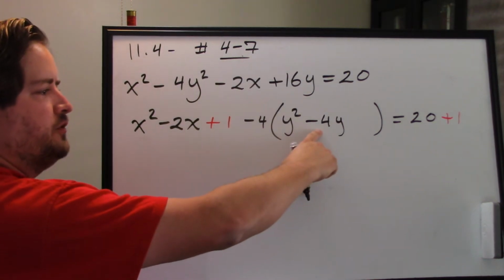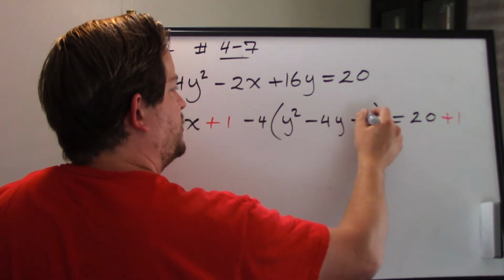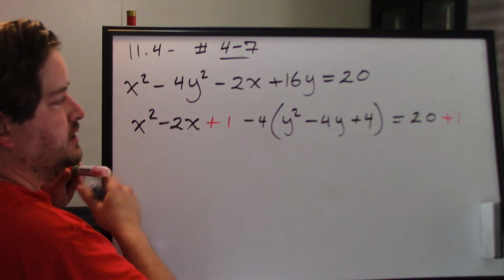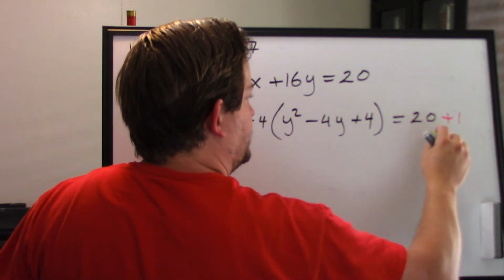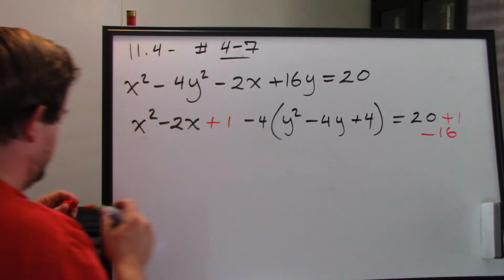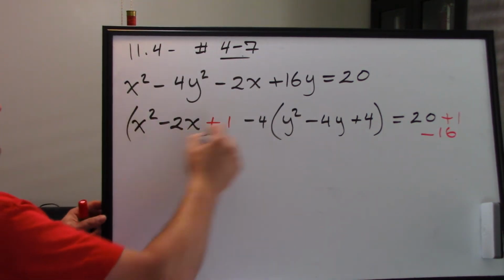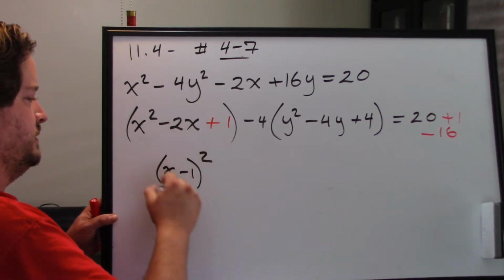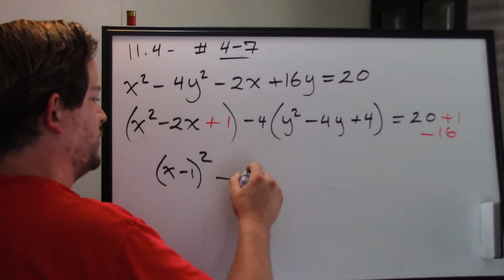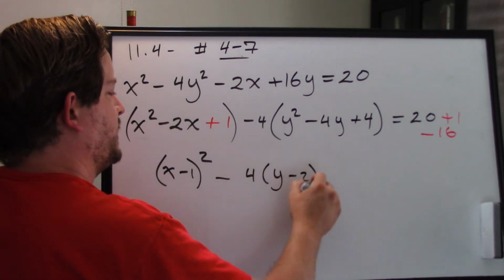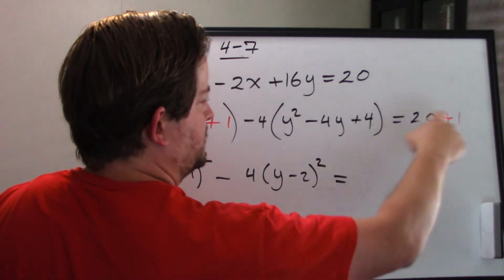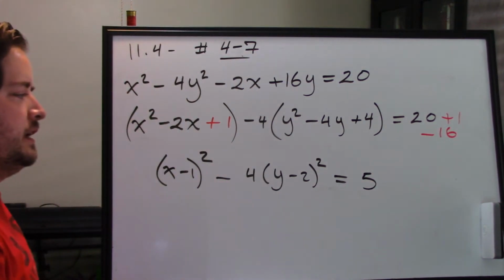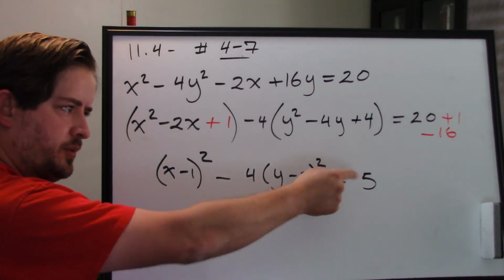Half of negative 4 is negative 2, squared is positive 4, so I'm adding 4 inside this parenthesis, but that 4 times the negative 4 is really a negative 16, so I need to subtract 16 from the right-hand side. So I've designed this then to be x minus 1 squared minus 4 times y minus 2 squared is equal to 20 plus 1 is 21, minus 16 gives me 5. Now it's a hyperbola, so that means I want it to equal 1, so I'm going to divide everything by 5.